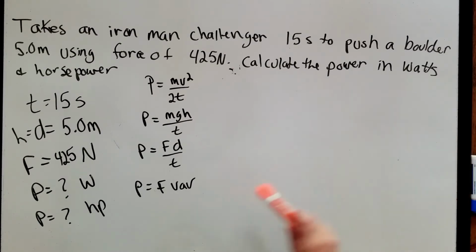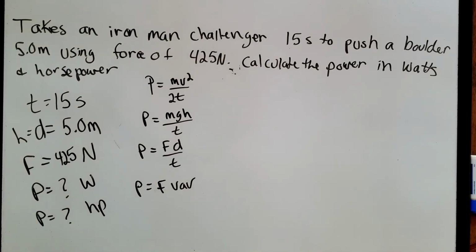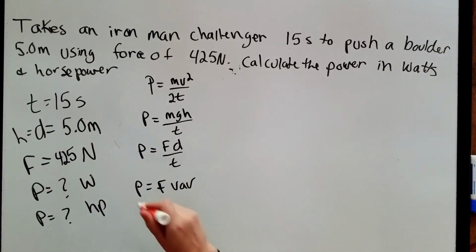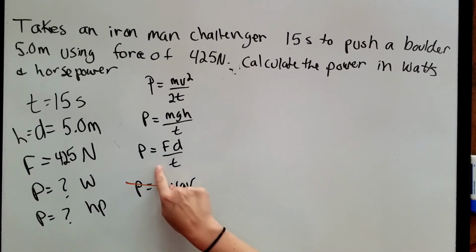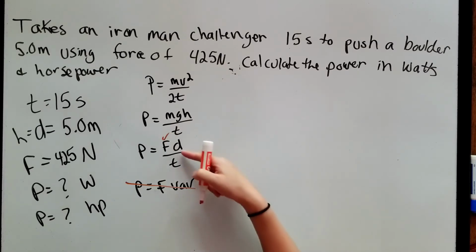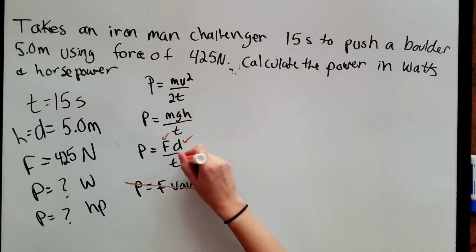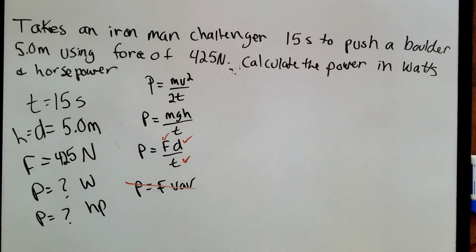All right, let's start from the bottom and work our way up this time. Do we have force? We do. Do we have v_av? This is average velocity. I see no average velocity, so that's out. The next one, do we have force? We do. Do we have distance? We do. Do we have time? Yes, we do. Okay, let's go through the rest just to check.